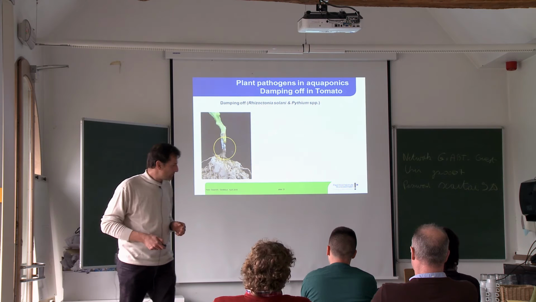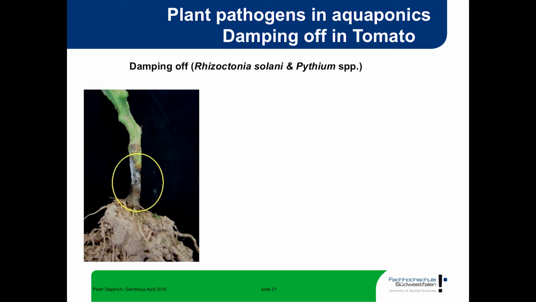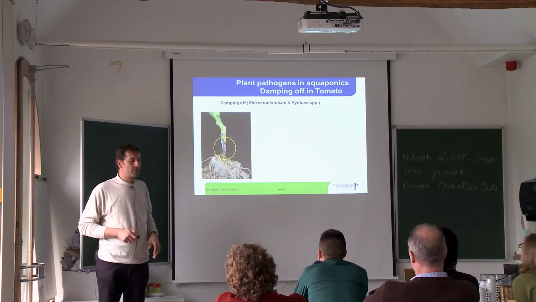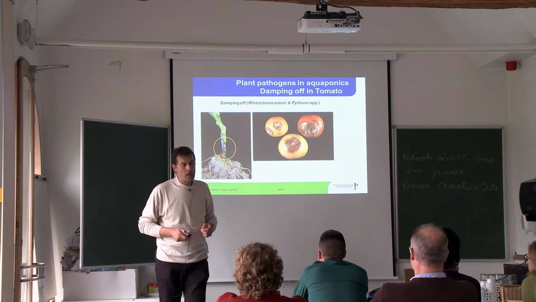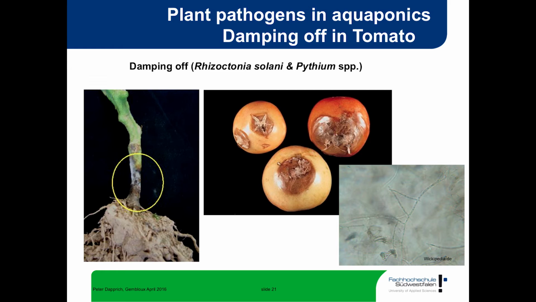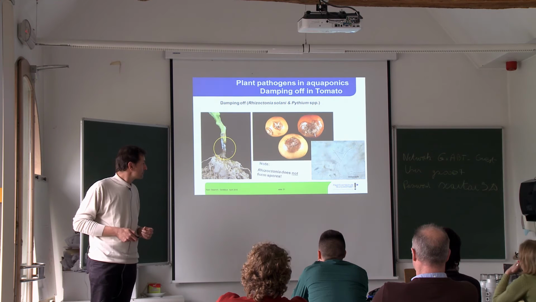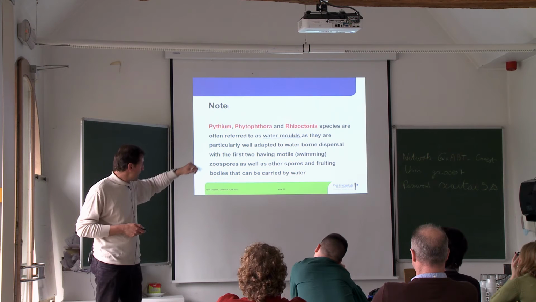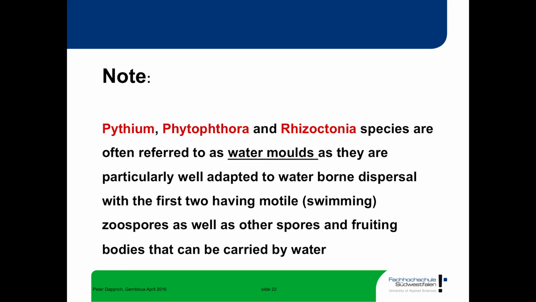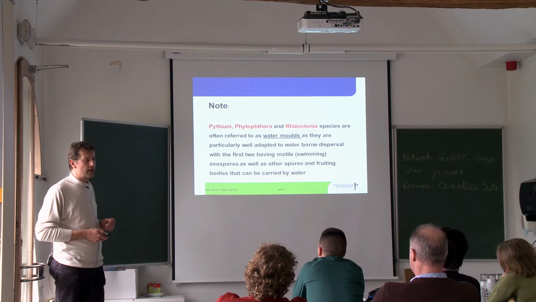Next one, damping off by Rhizoctonia. Just remember the first picture. Also down at the stem, this mycelium, this drying fruit, displaying this kind of rolling of the epidermal layer. And you find in a microscope this characteristic mycelium. Remember, brick-like septation and rectangular branching. Rhizoctonia does not form spores. As you know, it is still one of the aqueous or water molds, together with Pythium and Phytophthora. And these three pathogens, maybe together with Fusarium and Verticillium, are the root diseases that most commonly occur in hydroponic or aquaponic systems.